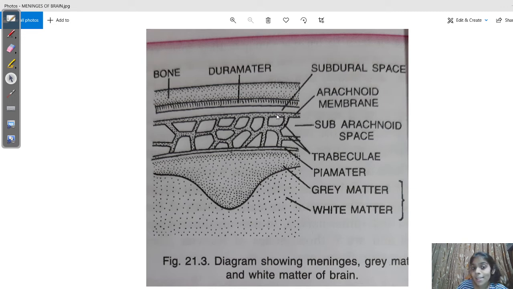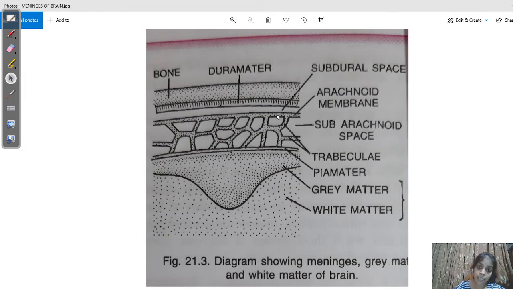Cerebrospinal fluid, since it's fluid, acts as a shock absorber. If there is any mechanical damage, CSF will first absorb the shock. If it were a solid structure, this would not have been possible, because a solid structure on being hit hard would have definitely got damaged. Since it's a fluid, it acts like a cushion. It provides a cushion-like protection to the brain and spinal cord. This is the main function.